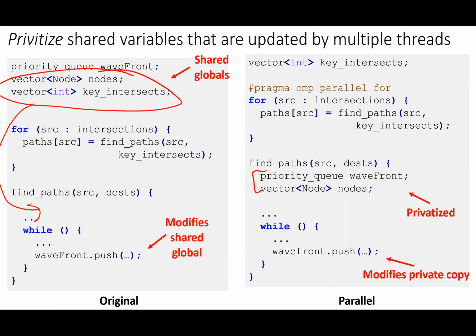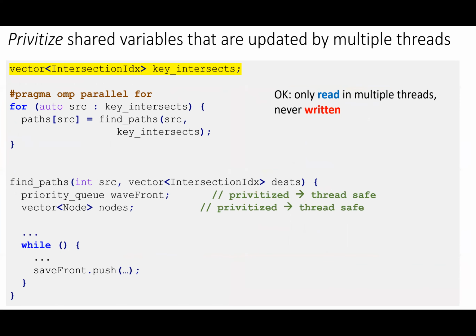This is sometimes called privatization. Privatization basically means every thread gets its own copy of this variable. Does everybody understand this? This is the key technique for what you're going to have to change to make things parallel. It sounds like you're with me.